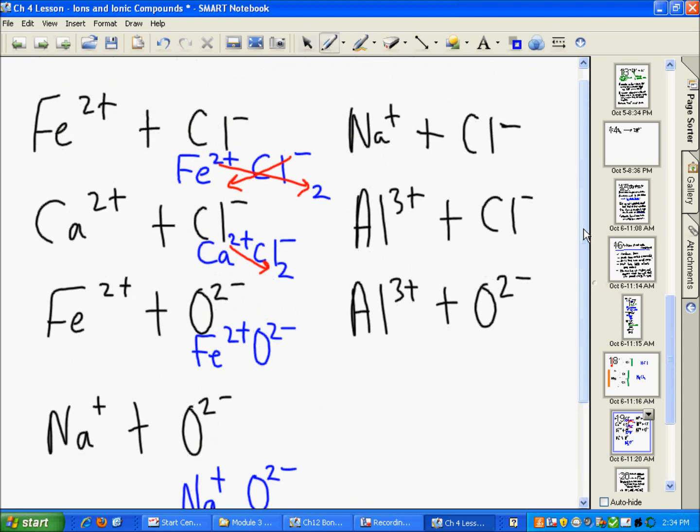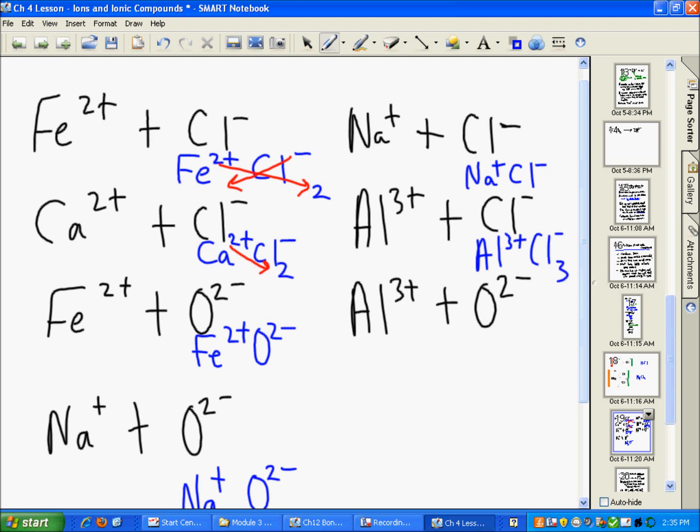How about this one? Na+ and Cl-. You wouldn't have to do anything. It's just Na+ and Cl-. One Na+ and 1 Cl-. And Al3+ and Cl-. Al3+ Cl-, so AlCl3, with a 3 in the bottom.